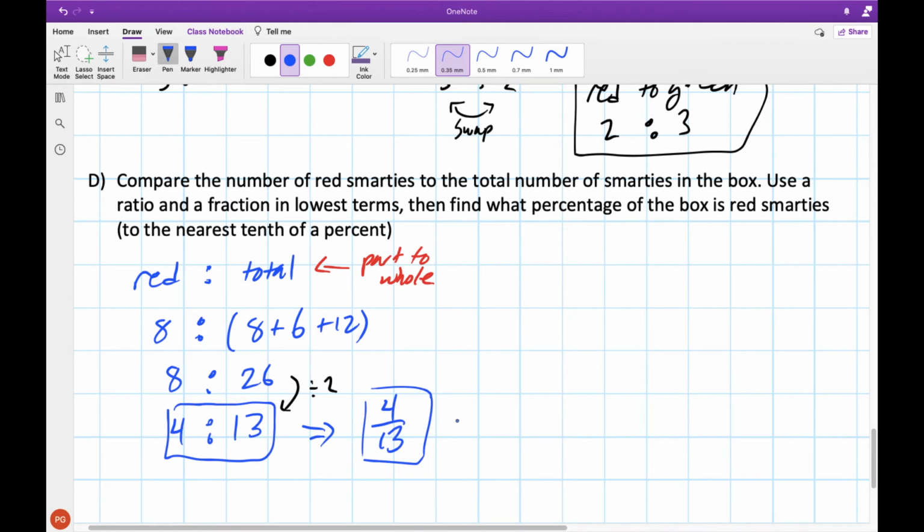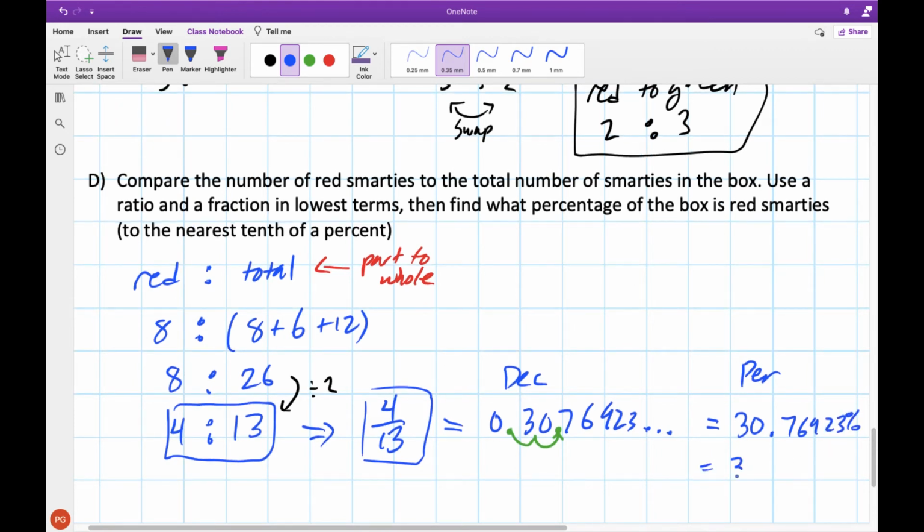Then to get a percentage, what we have to do is division here. So we want to make this into a decimal. If we plug this into a calculator, we'll get something like 0.3076923. If we want to make it into a percentage, if you remember this maybe from last year, we take our decimal place and move it over 2 places. So our percentage would be 30.76923%, which is the same as 30.8%. So about 30% of our box is red Smarties.